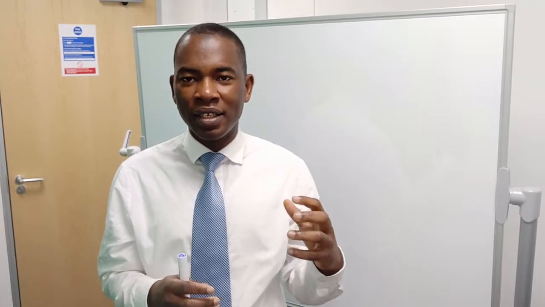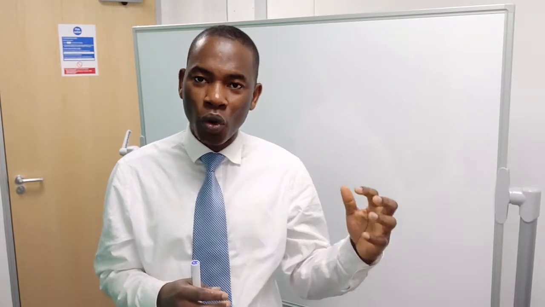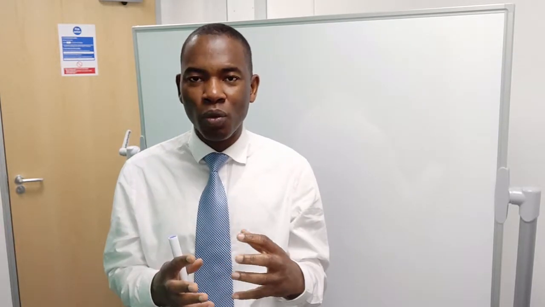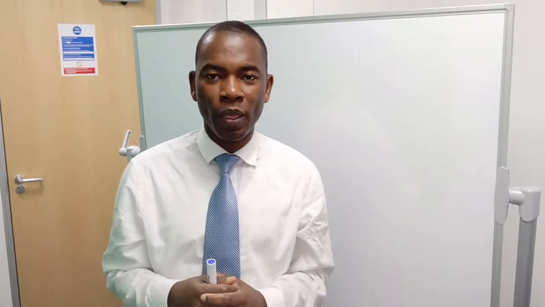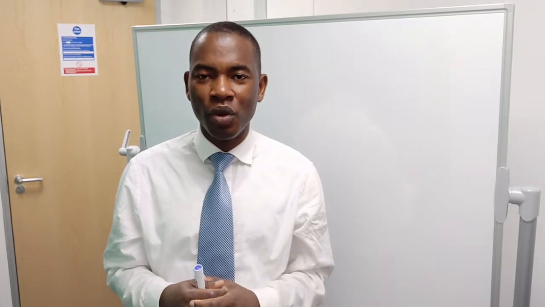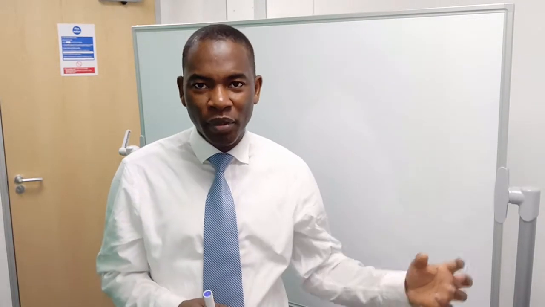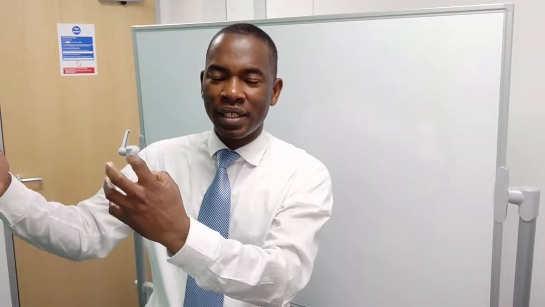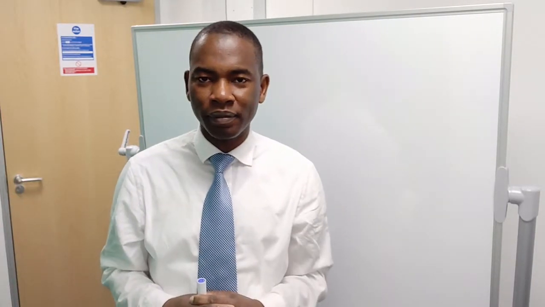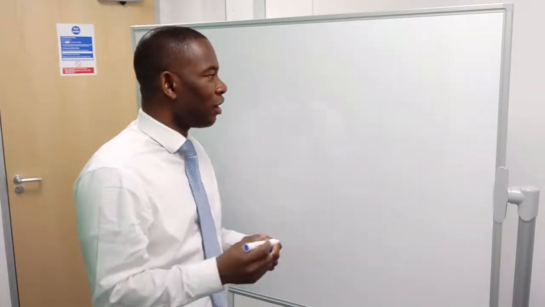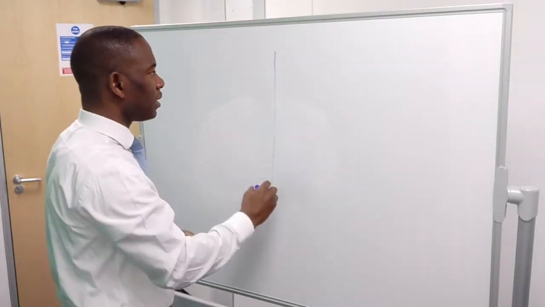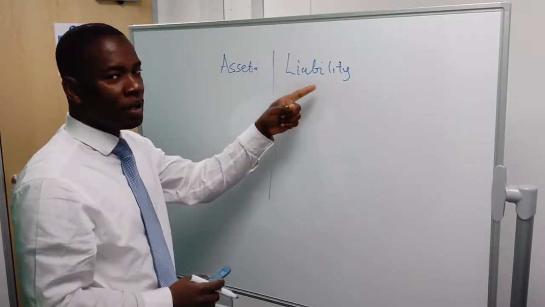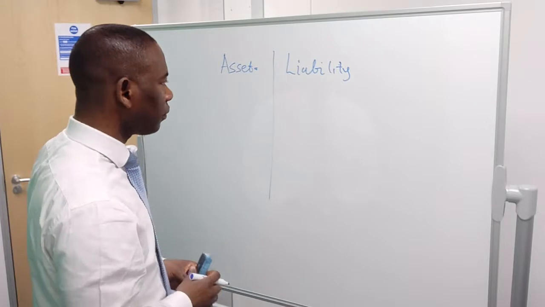Thus, it has assets, what it owns, and then it has liability, what it owes. So asset is what you have used the money for, and liability is where you get that money from. In a balance sheet, you have two sides. That's the asset and liability side.